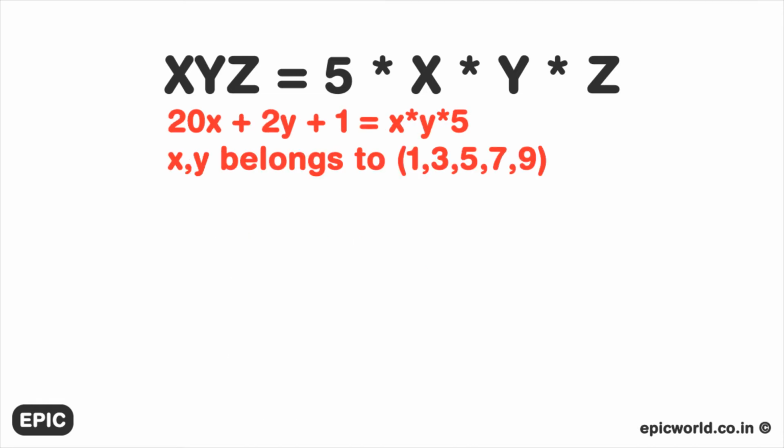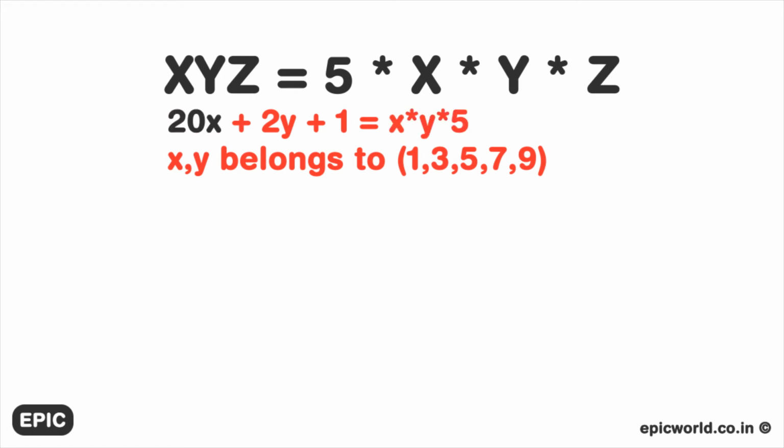The possible values for X and Y are 1, 3, 5, 7, and 9. This still presents a large number of possibilities, so let us analyze a little more. In the right-hand side, both x and y are odd, which means the term 5xy will have a 5 at the end. The last digit of this product will be 5.